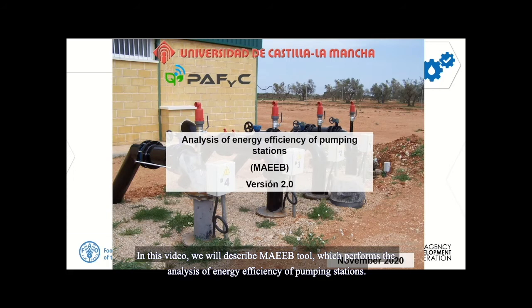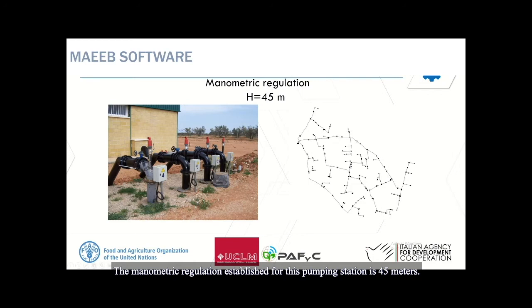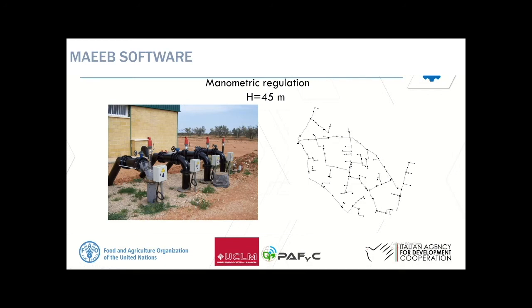In this video, we will describe the MAEEB tool, which performs the analysis of energy efficiency of pumping stations. To evaluate MAEEB's potential, we will analyze a real pumping station composed of 4 pumps that pressurize an on-demand water distribution network. The manometric regulation established for this pumping station is 45 meters.